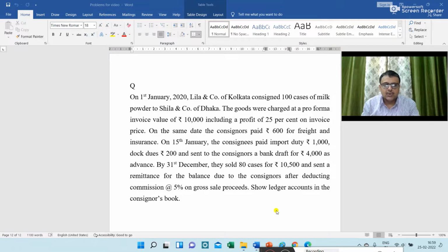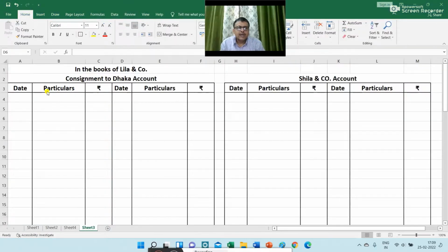So, ledger accounts in the consignor's books. Here I have prepared the structure of the consignment account, and we are preparing these 2 ledgers in the books of the consignor, and the name of the consignor is Leela and Company. So in the books of Leela and Company, we have to prepare the 2 ledgers, the consignment account and the consignee account, and the name of the consignee is Sheela and Company account.